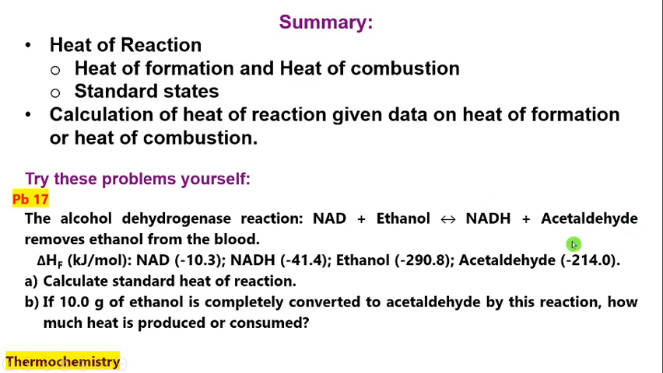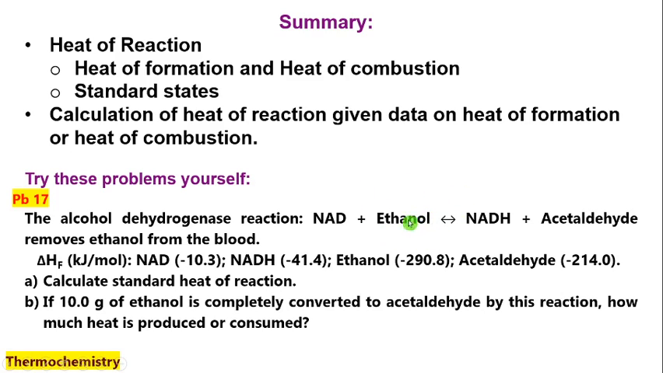Remember, for this heat of reaction, all are 1 mole, right? So whatever you get in kilojoule per mole, that means when 1 mole of ethanol reacts, that much amount of heat is either released or produced based on whether it is plus or minus. You have to find that under equation number A. For question number B, you have to find out for 10 gram of ethanol. If 10 gram of ethanol is completely converted to acetaldehyde, how much amount of heat is produced?